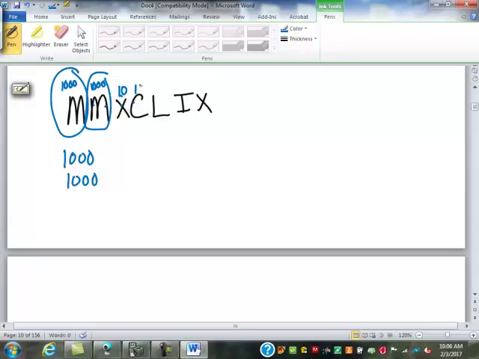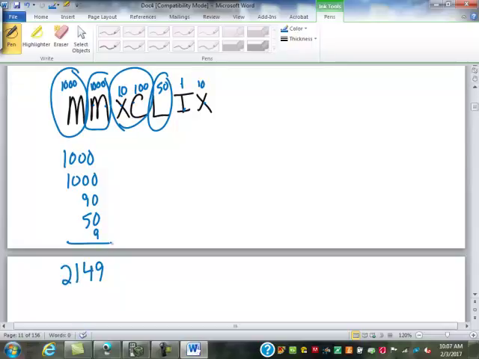C is 100. So I have to combine those two digits. 10 from 100 is 90. L is 50. I is 1, so I can go ahead and put down the 50 for the L. One in X is 10, so that's 9. So 2,149. That's actually very sloppy Roman numerals, but it works.